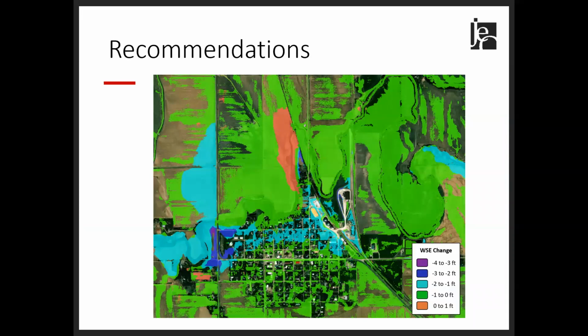This graphic shows the floodwater surface elevation change with the preferred alternatives. The most important thing to show here is the orange color, the 0 to 1 foot rise in floodwater surface elevation. So just a minor impact to a small amount of ag land, and for a very short duration would see a 0 to 1 foot rise in floodwater elevation.